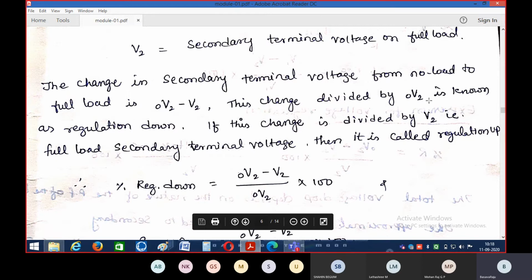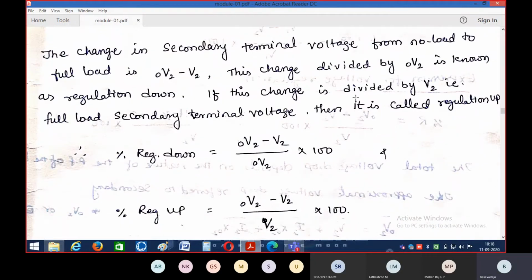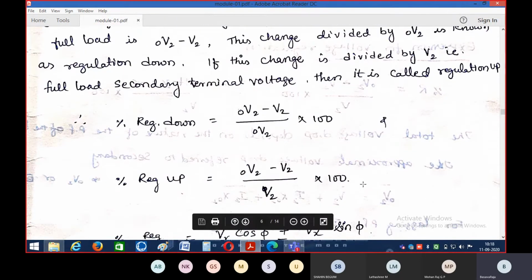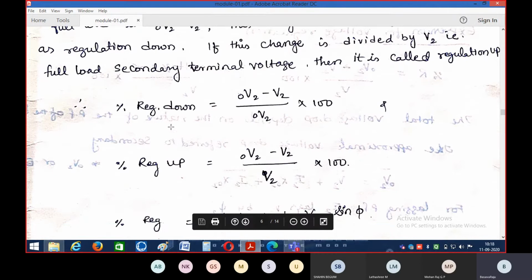This change divided by V2 naught is known as regulation down. If this change is divided by V2, that is the full load secondary terminal voltage, then it is called regulation up. Regulation is of two types we can calculate: regulation down and regulation up. Regulation down means the denominator is the no load voltage, and when you are calculating regulation up, then we need to take the denominator term as the full load voltage.